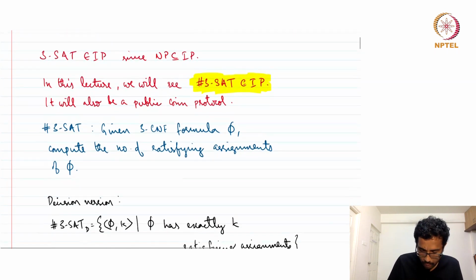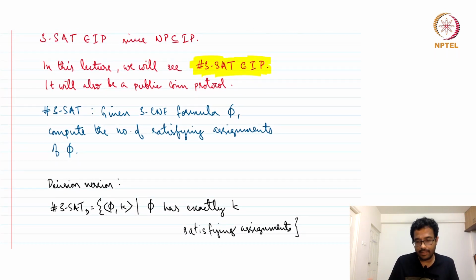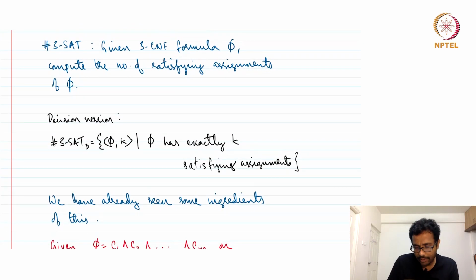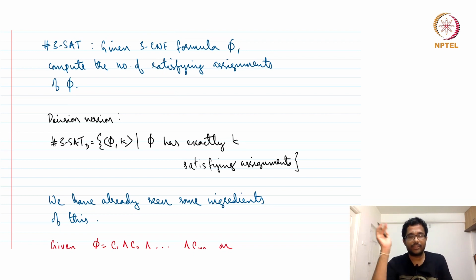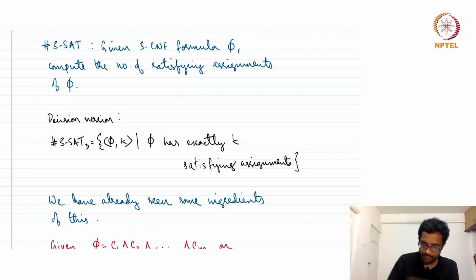So what's the problem? Given a 3CNF formula phi, how many satisfying assignments are there for phi? Instead, we'll slightly tweak the problem. We'll look at the decision version, even though I'm stating it formally only now, and later I may not be so careful. So given phi and a number k, we are asking, does phi have exactly k satisfying assignments? So this is the decision version. The prover's task is to convince the verifier that this formula has exactly k satisfying assignments.